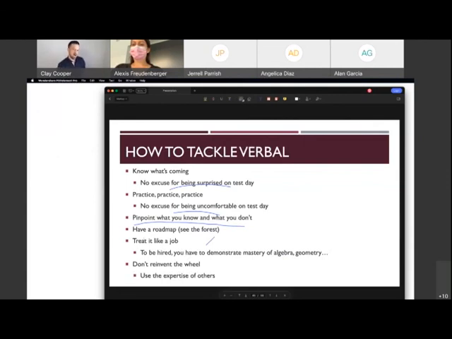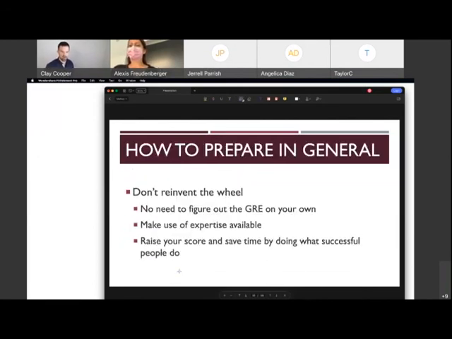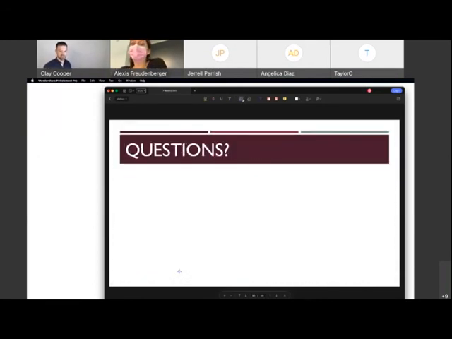Please do. Make sure you have a roadmap and you see the big picture. Treat it like a job and don't reinvent the wheel. Rely on the expertise of others.